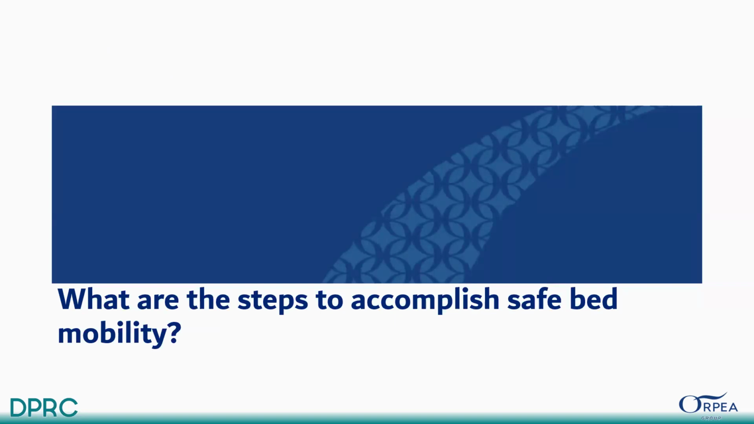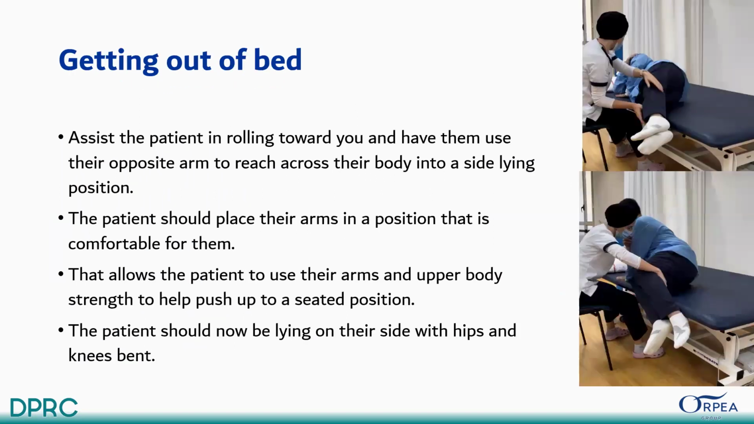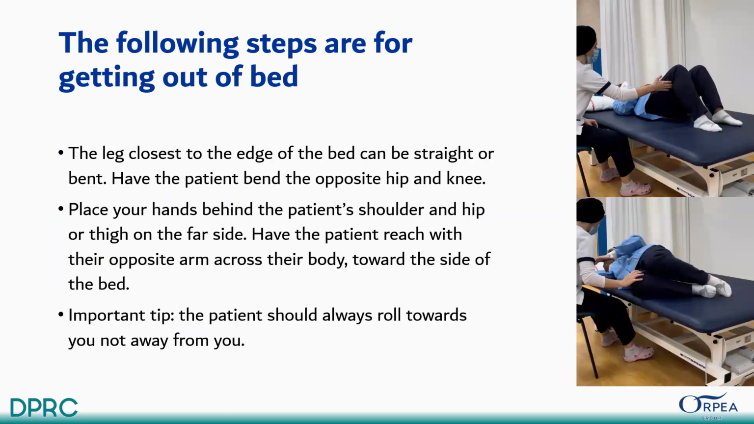What are the steps to accomplish safe bed mobility? The following steps are for getting out of bed. The leg closest to the edge of the bed can be straight or bent. Have the patient bend the opposite hip and knee.